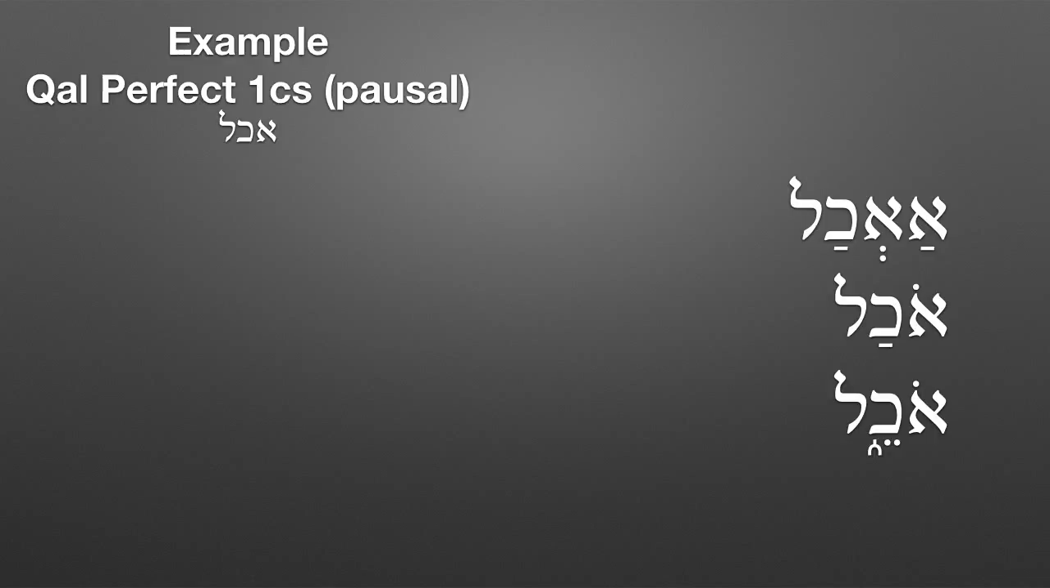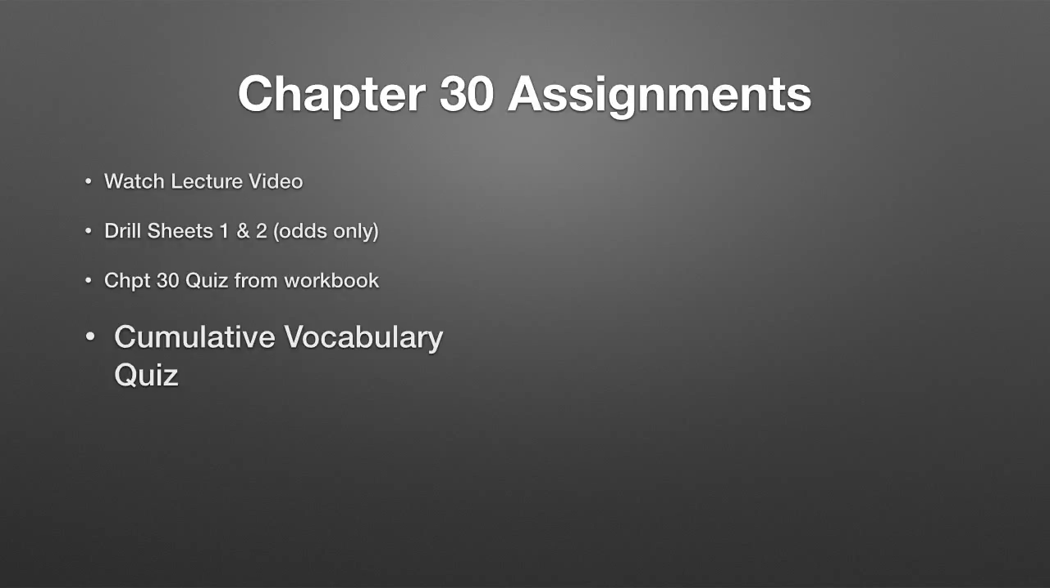I hope that's helpful. As far as Chapter 30 assignments go this week, go ahead and watch the video lectures, of course. I know that these videos that I'm doing are more of an introduction, but a lot of this may be helpful or more helpful if you watch Dr. Fuller's lectures first. So that might be a good order to do it. Or you could watch this one, watch his, and then come back, but I don't want to give you too much to watch there. Also, drill sheets 1 and 2, remember we're doing only the odd numbers, and then the Chapter 30 quiz from the workbook. Remember to grade those and mark the number you missed at the top.